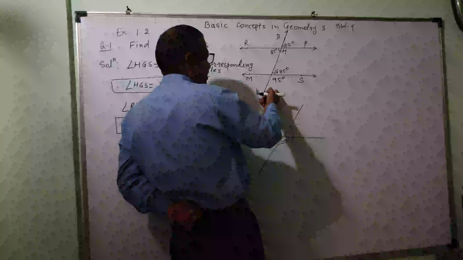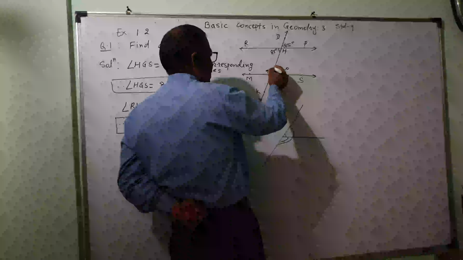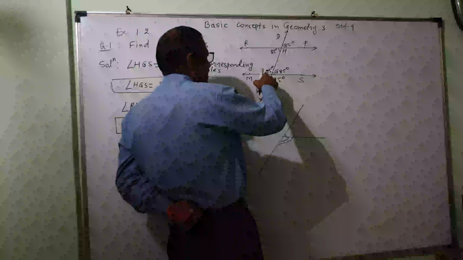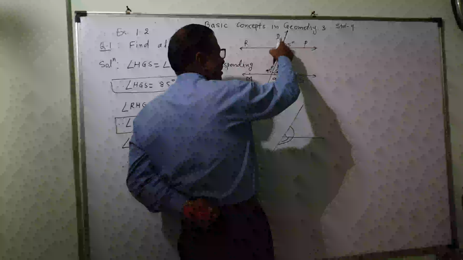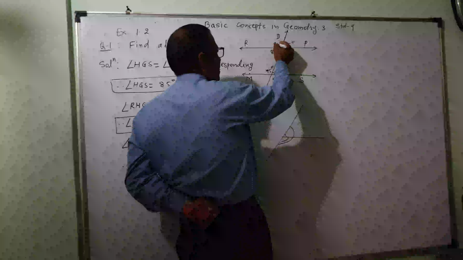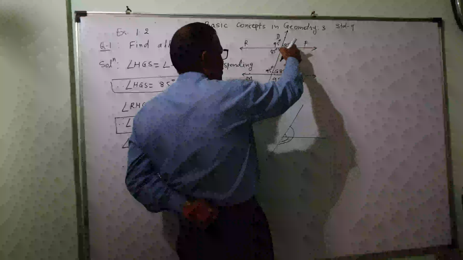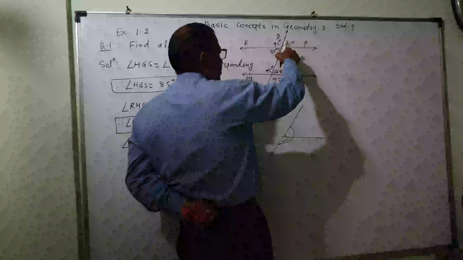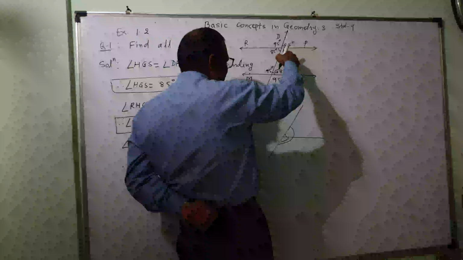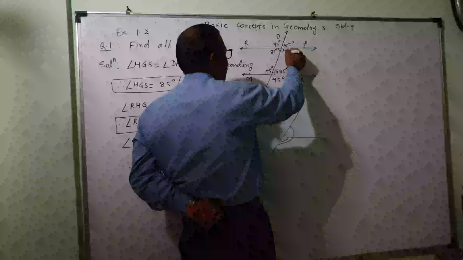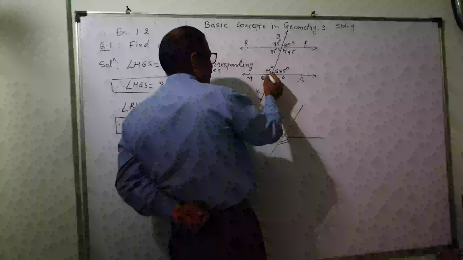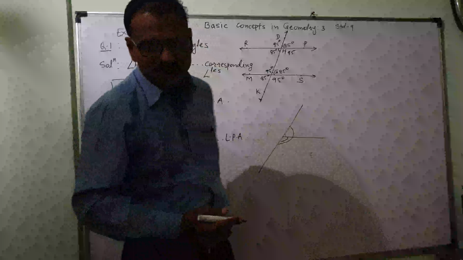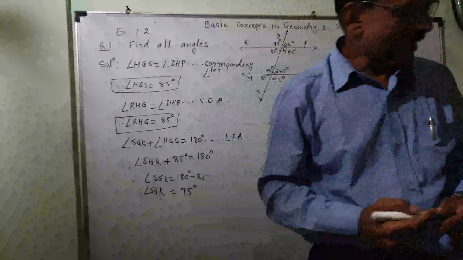As this and this are vertically opposite, this will also be 95 degrees. Give the proper reason. Now this is 95, so this will be how much? This will be 95 because corresponding angles. Now this and this too have a linear pair, or this and this are corresponding angles. This is 95, so this is also 95. So all the angles, this is 85, so this will also be 85 degrees. All the 8 angles you can find. I have taught you in standard 8.